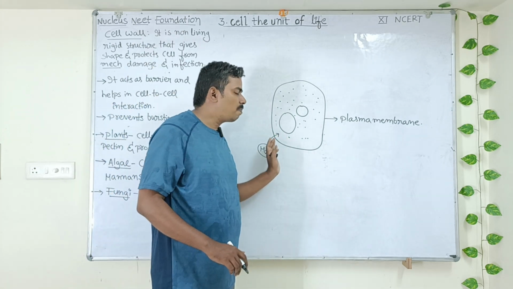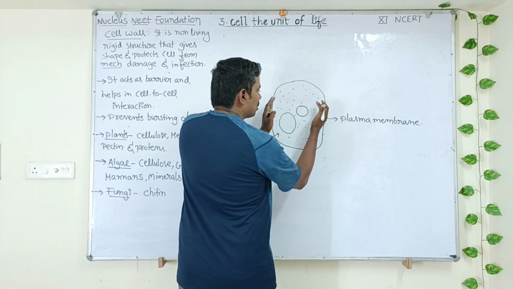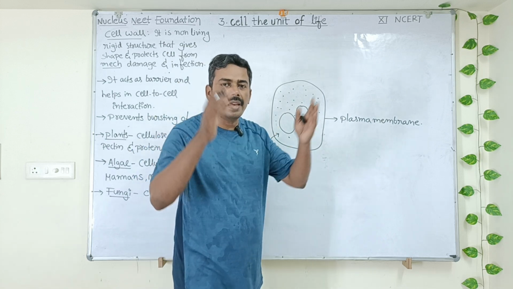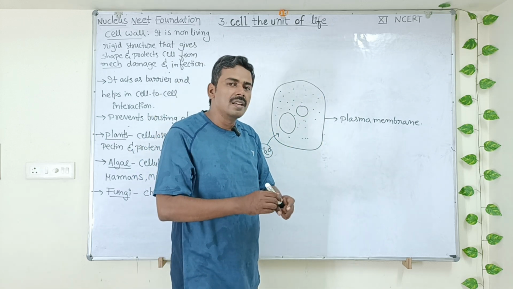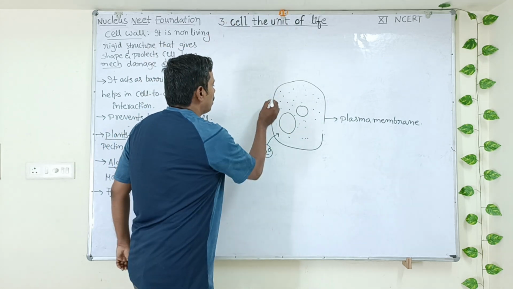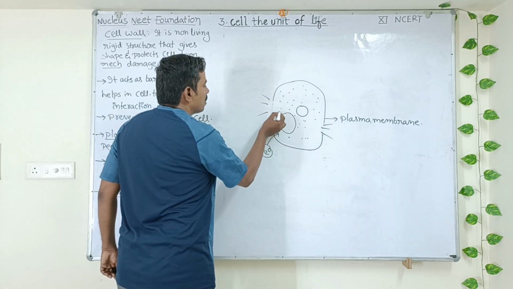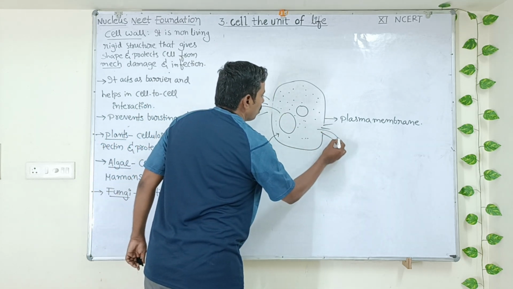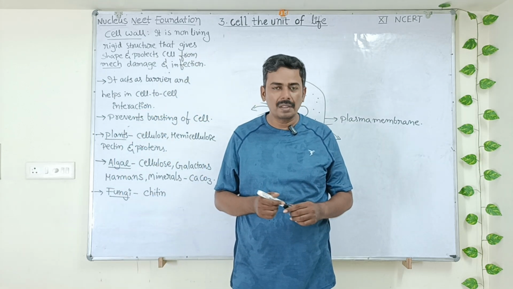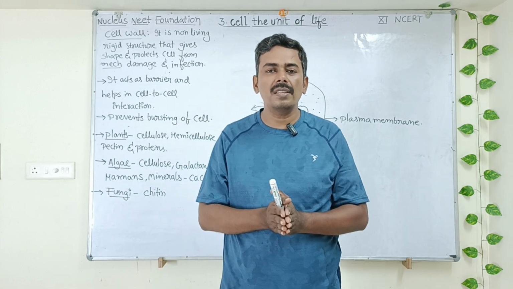When water molecules keep on entering into the cell, what happens? The cell inflates, it swells. At one point, the plasma membrane can't bear that excessive pressure inside the cell. All of a sudden, the plasma membrane is going to burst, it is going to rupture. When the plasma membrane bursts, what happens? All the inner contents come out of the cell. Then eventually the cell is going to die, isn't it? So this is what is going to happen when the cell wall is absent.